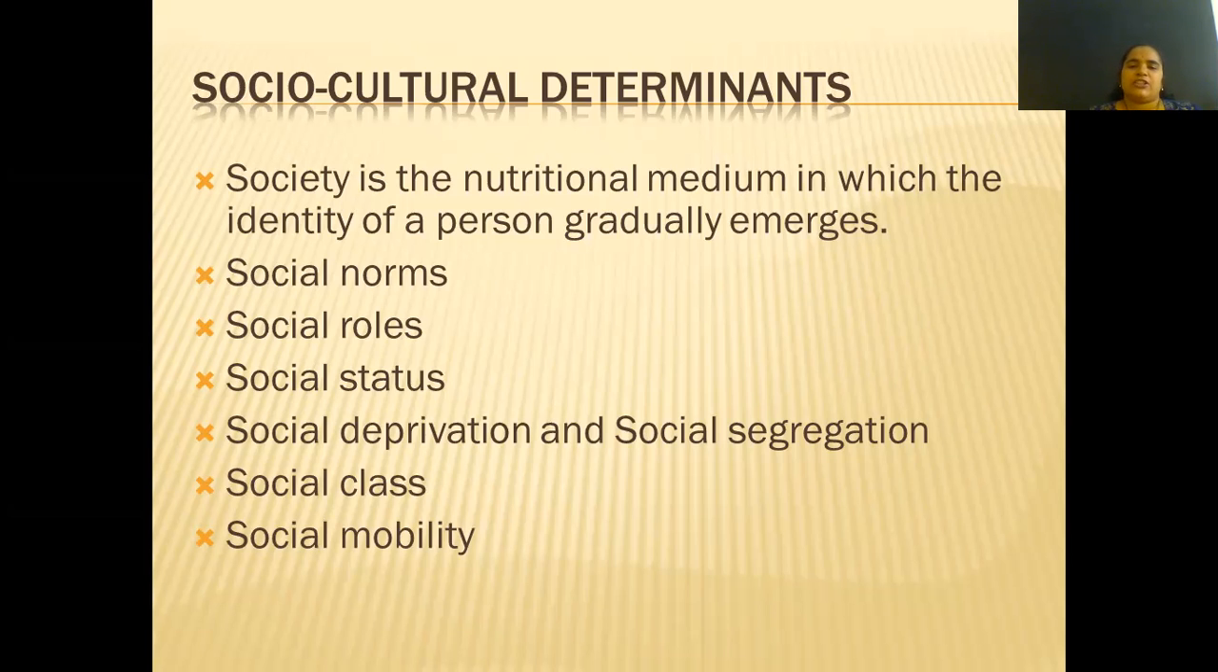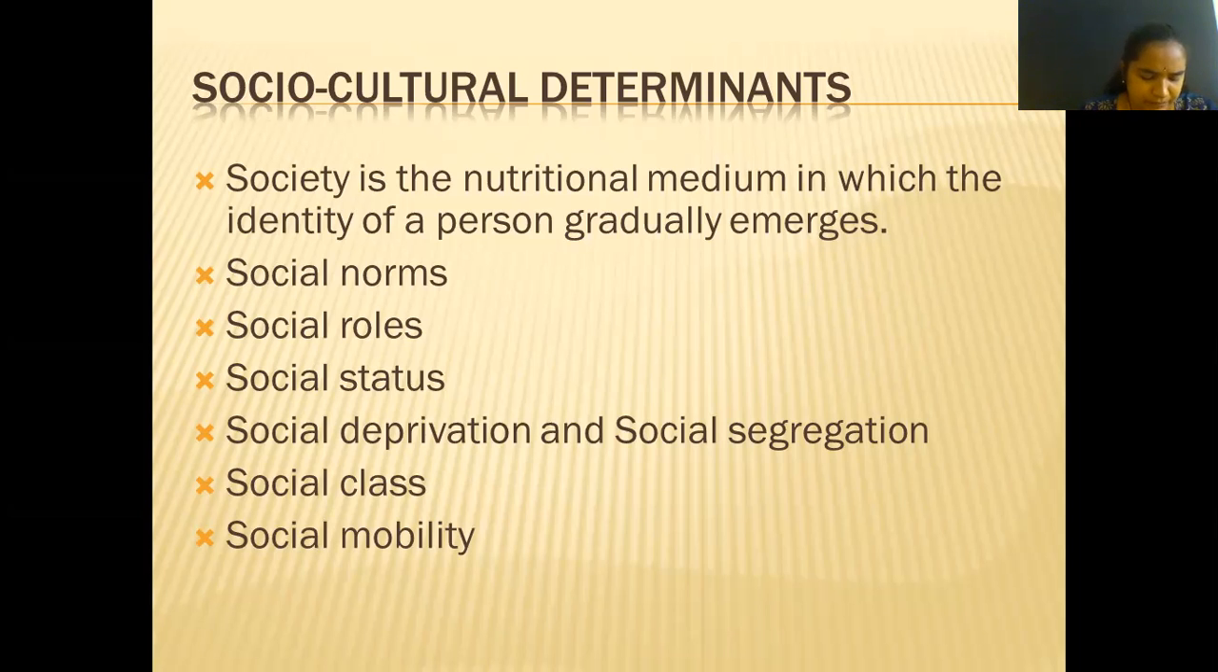Next, social deprivation and social segregation. Social deprivation, as I told you, is because of your gender, caste or community. Because you're from a particular caste or community, you're not being made friends with, people don't trust you. Or because you're a particular gender, people have a biased relationship with you. This also will tend to make you negative, and in extreme cases it even becomes a criminal act.